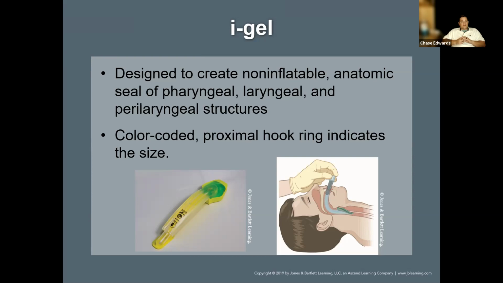You carry them where? On the military side? I know on the military side we carried them, and they are awesome. They're great to use. They're color coded. The proximal hook ring indicates the size of the i-gel.